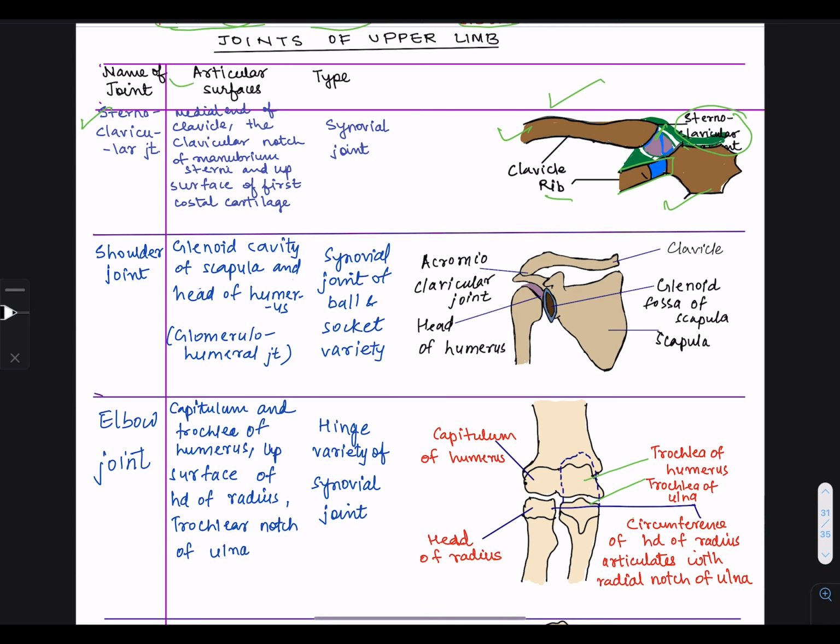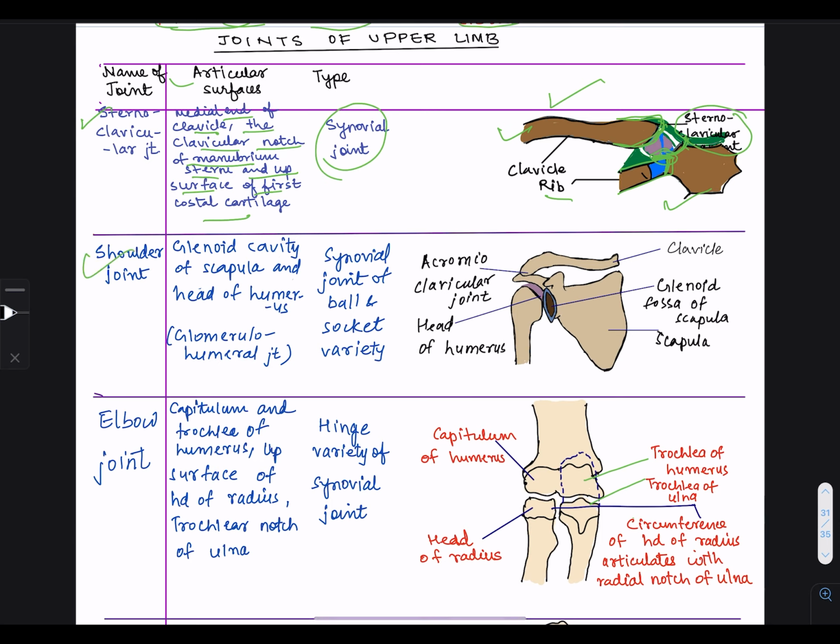The articular surface is the medial end of the clavicle, the clavicular notch of manubrium sterni, and the upper surface of the first costal cartilage. It's very clear over here in the diagram. This is the medial end of clavicle, this is the clavicular notch of manubrium sterni, and this is the upper surface of the first costal cartilage, and the type is synovial joint.